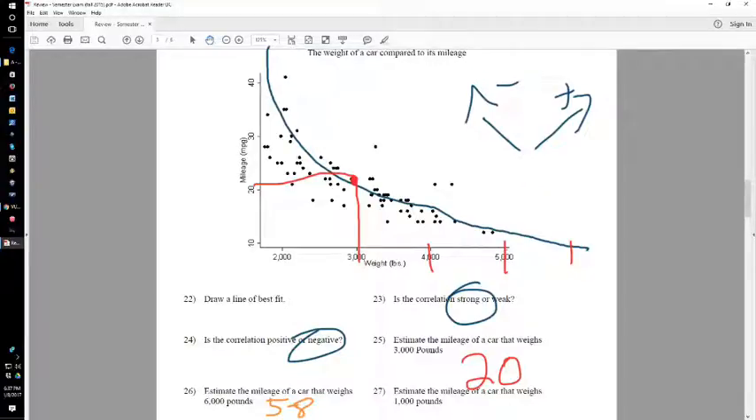So, if this went on to 1,000 pounds, 1,000 pounds goes up, I would say closer to 50 miles a gallon. That would be my guess if I follow that line on up. 50 miles a gallon. And be done with it.